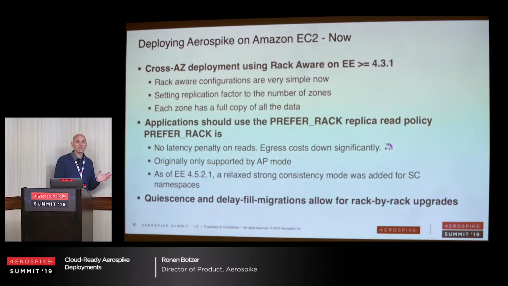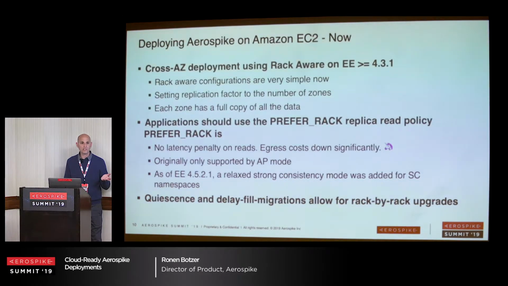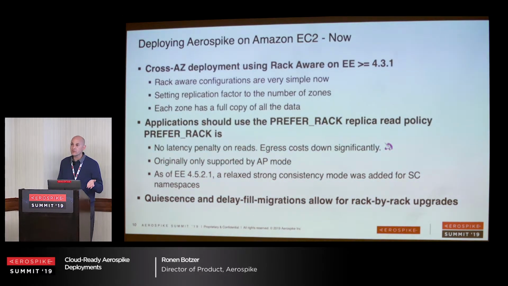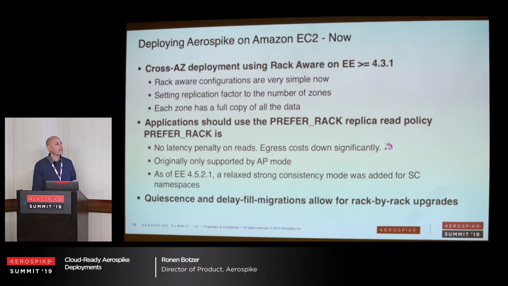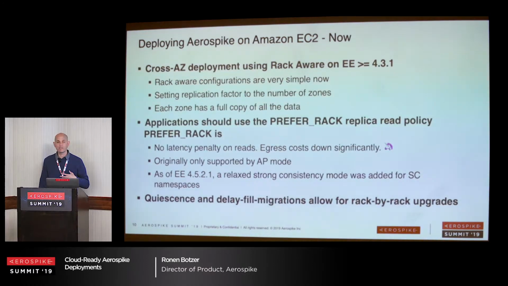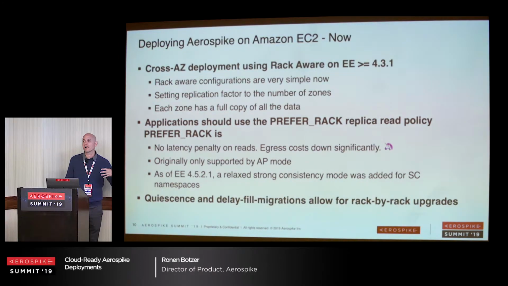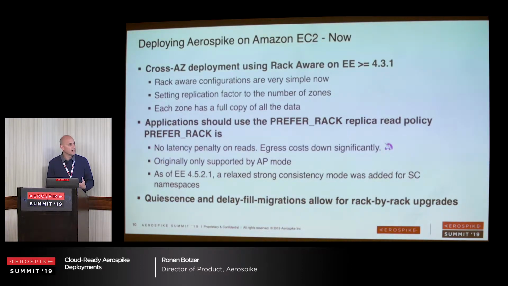So rack-aware is very easy to set up now. You would usually set the replication factor equal to the number of zones. So 2 AZs with a replication factor of 2, 3 AZs with a replication factor of 3. This means that every zone has a full copy of the data. On the client side, you use the read replica policy of prefer rack. Every client might call it slightly differently, but basically this exists in all the clients. Because you have all the data locally, you can read from the local rack, and the only thing that goes across AZ is the writes, the replica writes, basically.